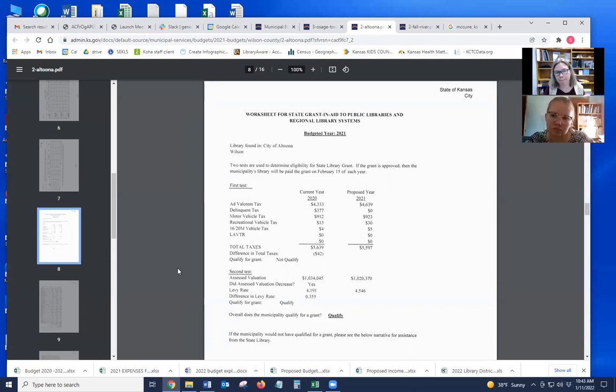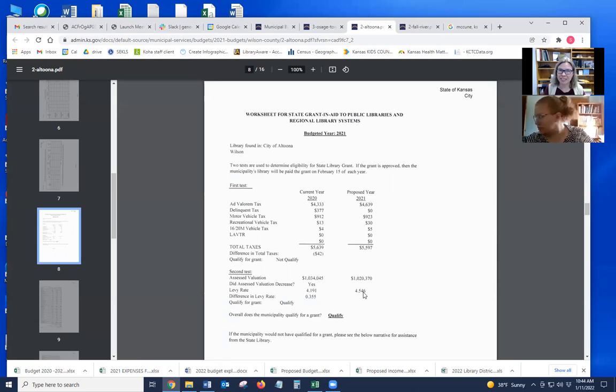So because we lost the 15,000, we still qualify for the state aid then? Because your levy rate went up. Yep. So you were able to increase your mill levy rate to raise more dollars, because your assessed valuations went down. So you were able to make up the difference by increasing your levy rate. So you passed the second test. That's why it says qualify down there, but you did not pass the first test. Granted, the city could have given you a check for $42 and you would have passed the first test. So there's ways you can work with this.